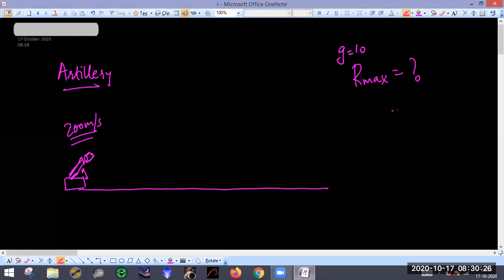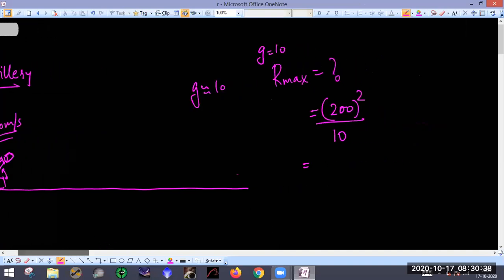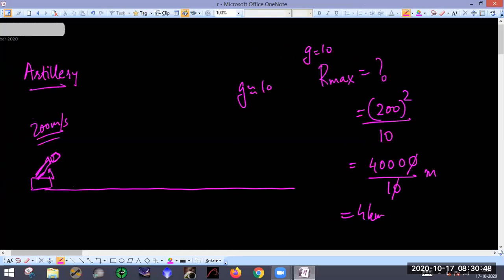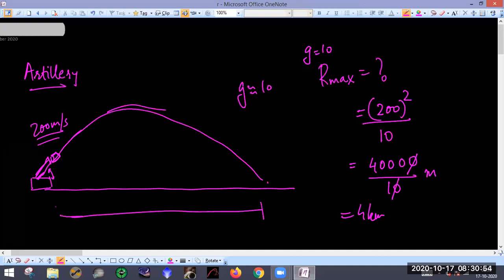Okay, so R max is equal to V0 square by G. So 200 square by 10, taking G equal to nearly 10. Easy calculation. So what do we get? 40000 by 10. Yes, so 4000 meters or 4 kilometers, right? So this artillery weapon can fire 4 kilometers away, right?